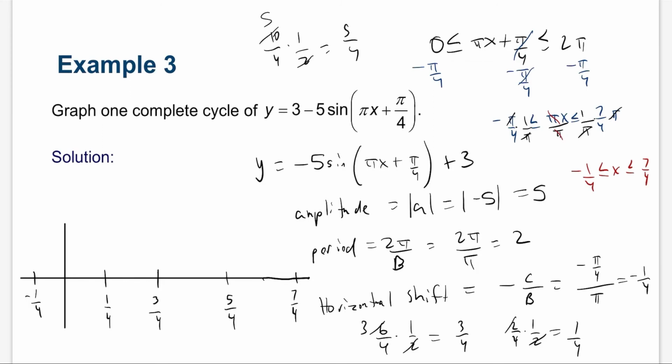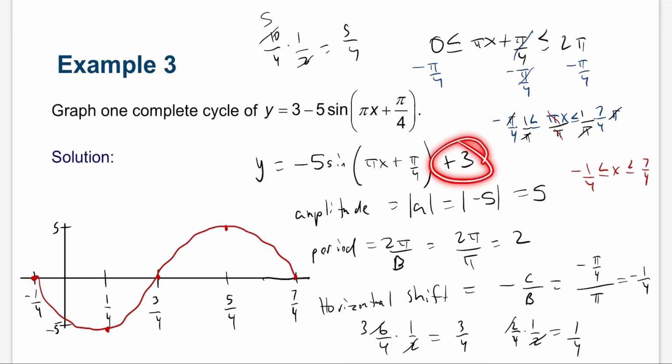Our amplitude is 5, so we're going to go all the way up to 5 and down to -5. And then this is sine. Sine always starts at 0. So our first point is going to be at 0. And then the question becomes, is it going to go up first, or is it going to go down first? Well, the coefficient is -5, so that means it's going to go down first. So that means at the next angle, it's going to go down first, back to 0, up to 5, and back to 0. So there's one complete period of our sine graph.